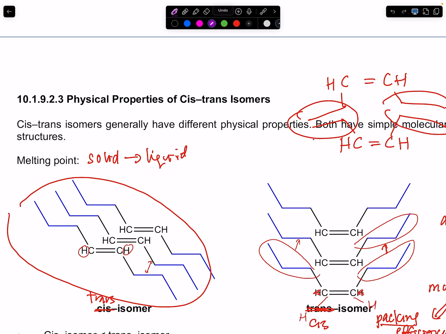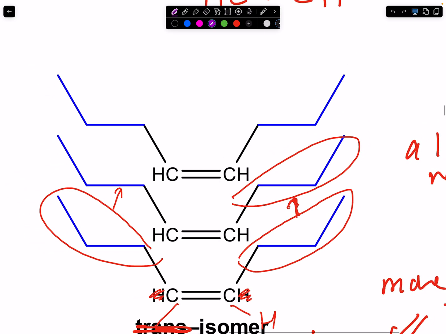So let's start off with the cis isomer. Because the two bulky groups are on the same side, when we try to pack them very, very close together, there will be a lot of repulsive forces between the groups. And when there's a lot of repulsive forces between the groups, the surface area of contact will be lesser. And when there's a lesser surface area of contact, your London dispersion forces will be weaker.